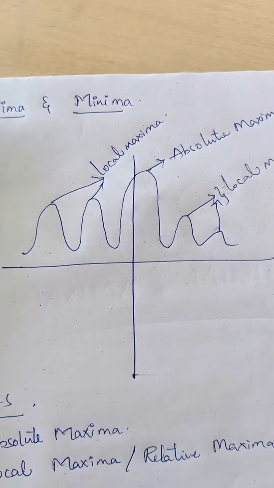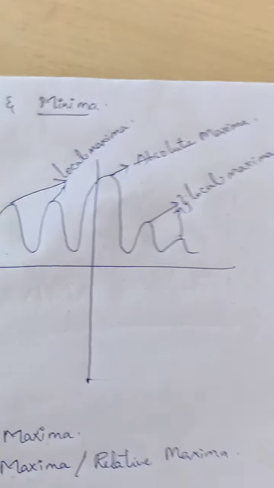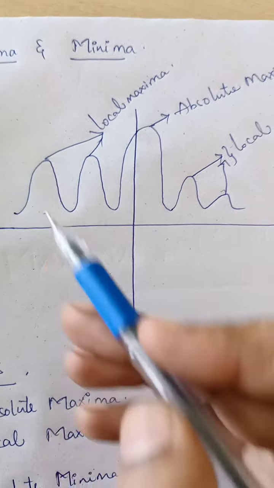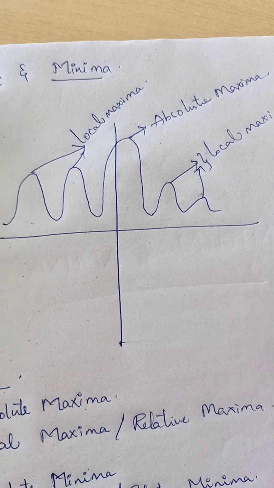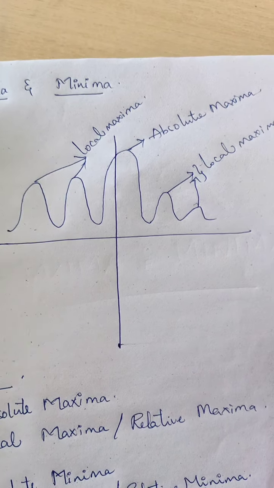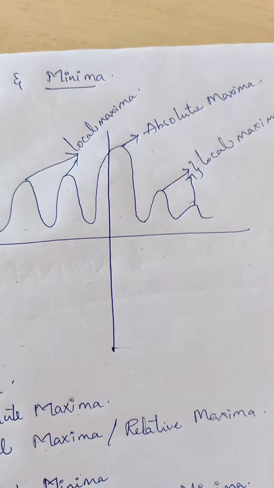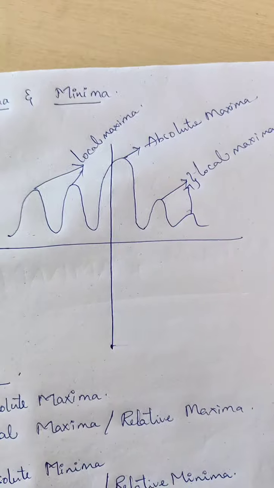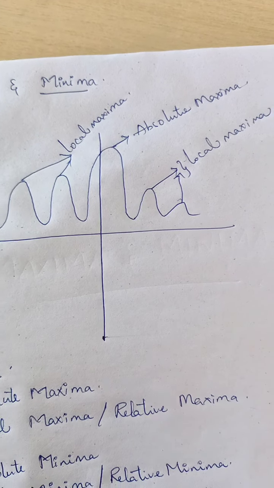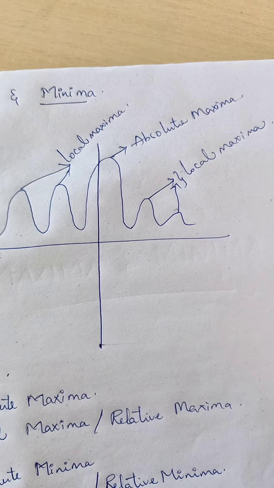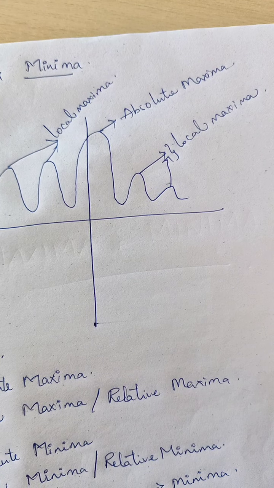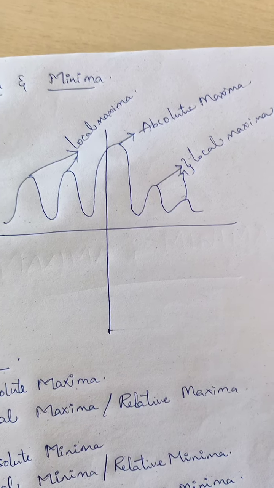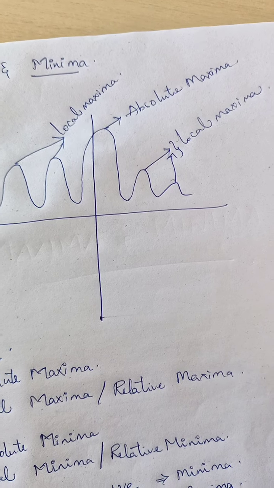Let us see, this is the function. For example, we can take this function to deal with the maxima and minima. Here we have the types of maxima and minima, so we can discuss these types. Here we have the absolute maxima and local maxima, absolute minima and local minima. These are the types of maxima and minima.